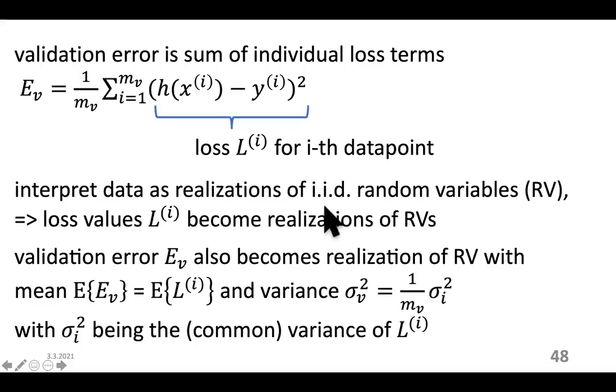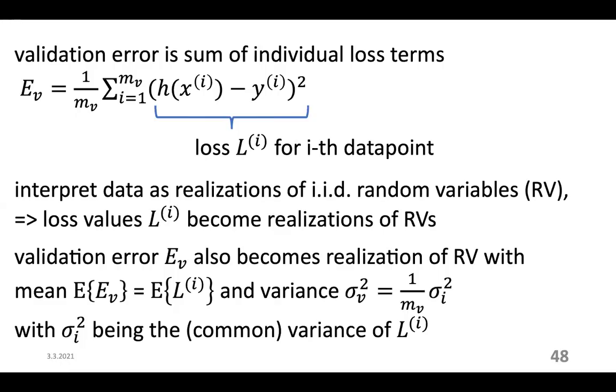So if you assume such a probabilistic model, like that the data are realizations of IID random variables, then also these losses for the individual data points. So I have shown here the special case of a squared error loss. This could also be a logistic loss. But in general, we compute the average loss over many data points in the validation set. And if these data points are IID realizations, then also these loss terms here are realizations of IID random variables. And what we then have here is an average of many IID random variables.